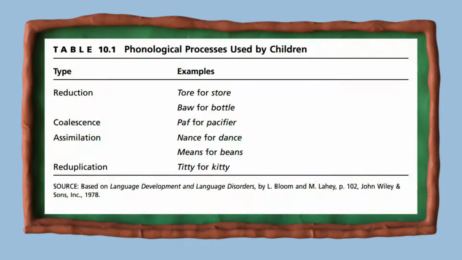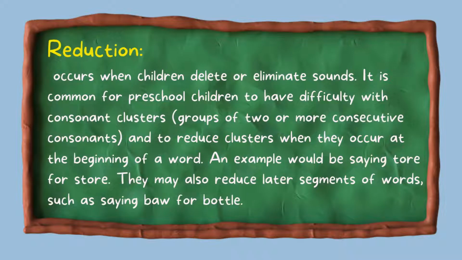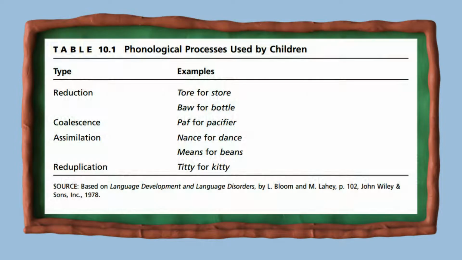The following table lists 4 processes that commonly occur. Reduction, which occurs when children delete or eliminate sounds. It is common for preschool children to have difficulty with consonant clusters and to reduce clusters when they occur at the beginning of a word. An example would be saying "tour" for store. They may also reduce later segments of words, such as saying "bow" for bottle.